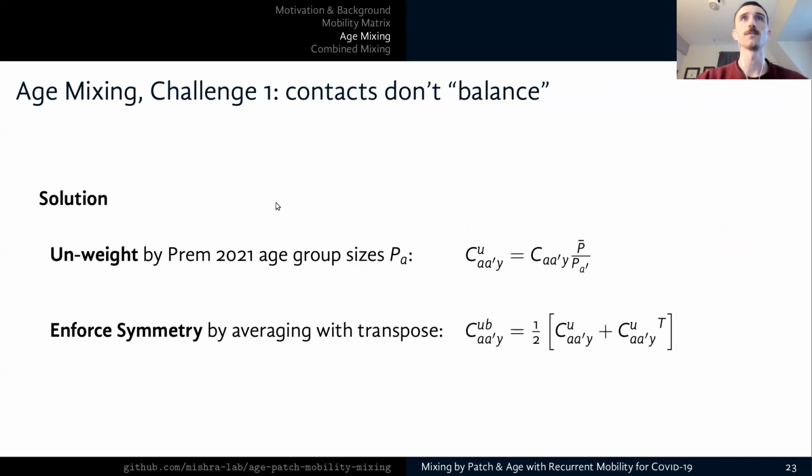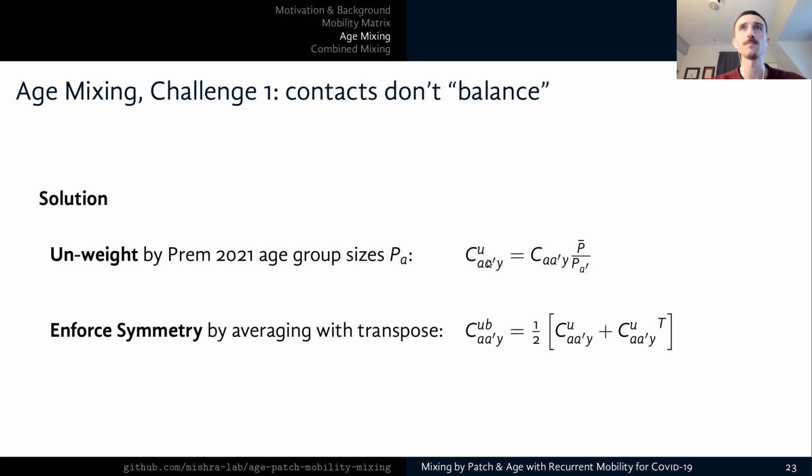unweighted the matrices by the demographic age distribution used by Prem et al. for Canada. That's basically to undo the inherent weighting of these contact matrices by how many people are in the various age groups. And now we obtain this unweighted C_UAA'. Essentially that represents the numbers of contacts that a hypothetical population would form if the population they were mixing with had a square demographic pyramid. So there were as many people at 80 years old as there were at 1 year old.